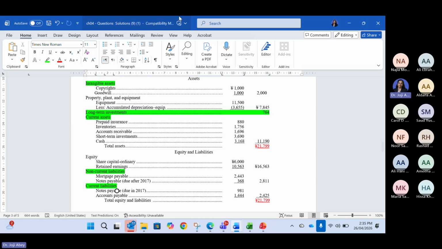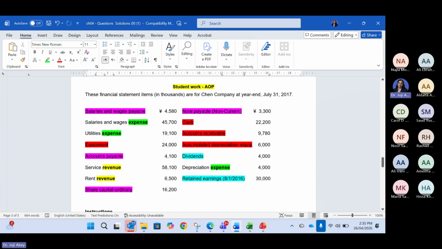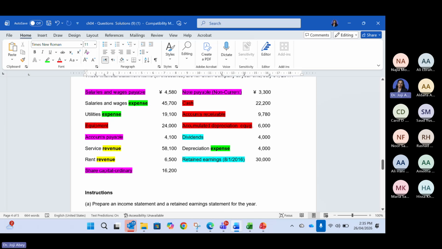So the questions will be in the same form. The only difference, it will be multiple choice or match the following or the other. See here again, we need to prepare an income statement. Salaries and wages payable. First item. Who can give me the answer?